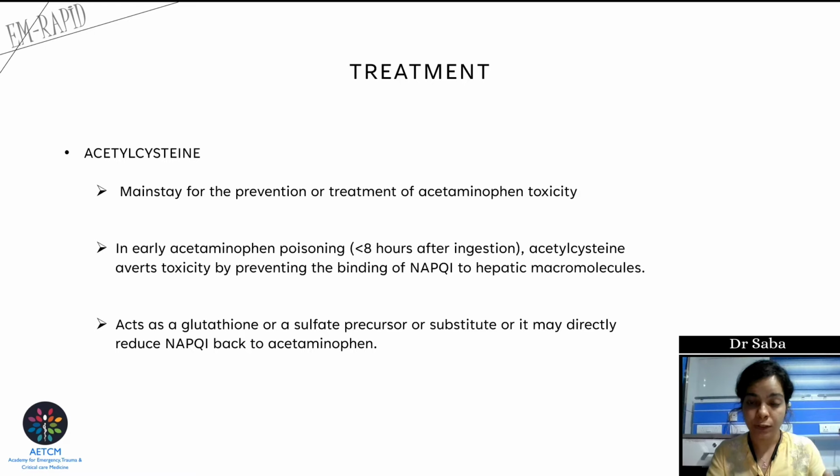So if a patient presents to the ER and you have a strong suspicion of paracetamol overdose, the first thing you do is GI decontamination with early administration of activated charcoal. And once charcoal is given either orally or through NG tube, we give the antidote, that is N-acetylcysteine, to prevent the acetaminophen toxicity.